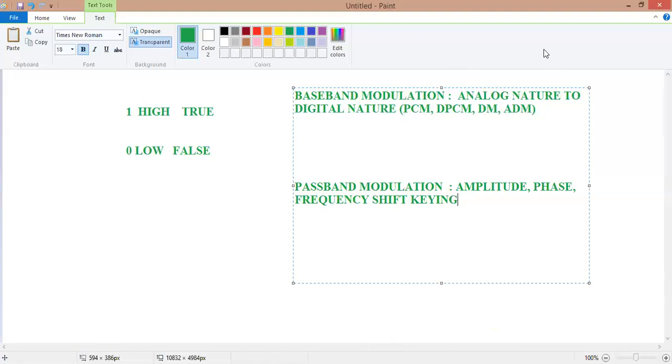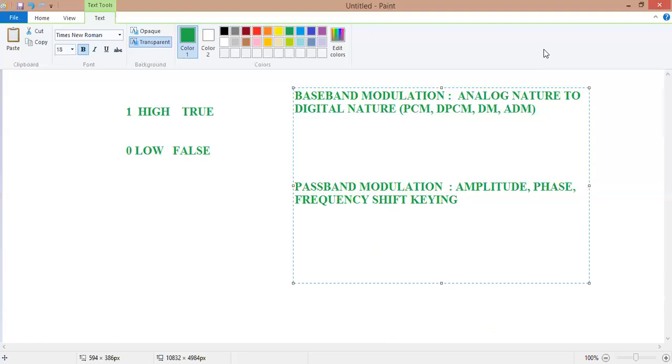That means there are only two states. One is high or low. Low means zero. So when zero is multiplied with your carrier signal, you will get zero. So ultimately amplitude is present, or carrier is present, or carrier is absent, nothing else. So you will get some kind of switching of message.